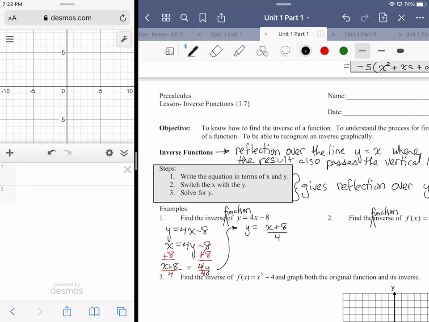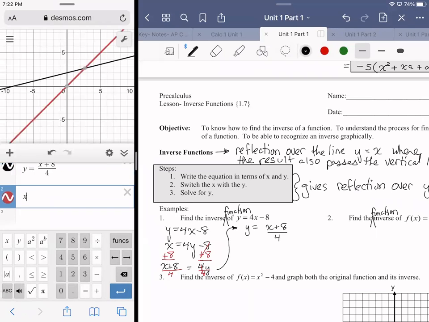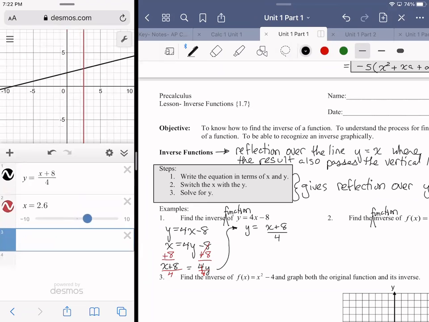Right? But the more important thing is that you verify that this is a function. Right? So y equals x plus 8 over 4. All right. This would pass the vertical line test because if I drew a vertical line anywhere along this graph, it would never intersect more than once. It would only intersect the one time. So no matter where I put that vertical line, it's never going to intersect more than once. All right. So this is a function.